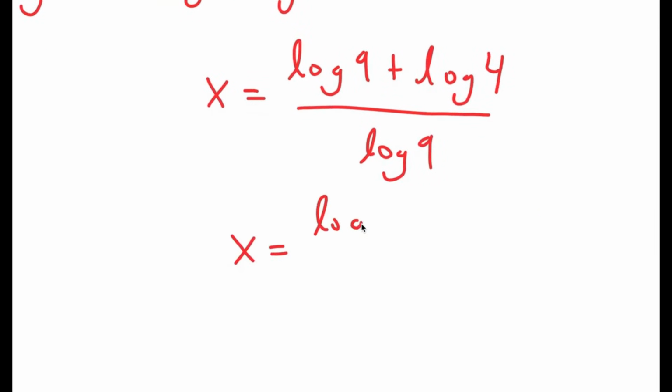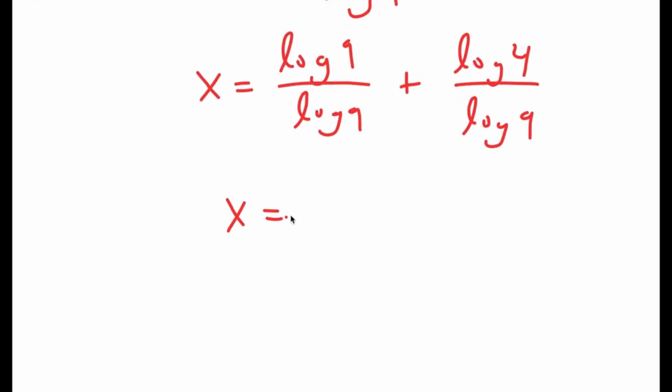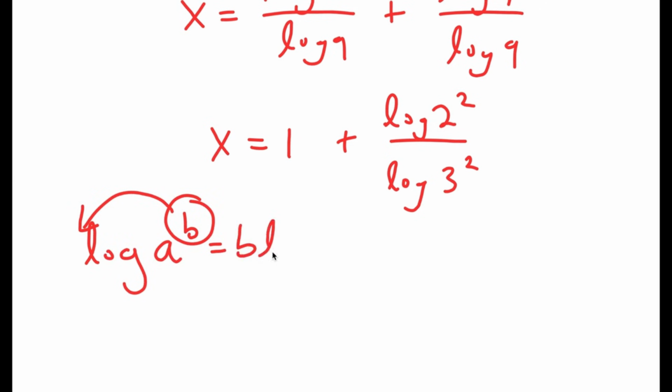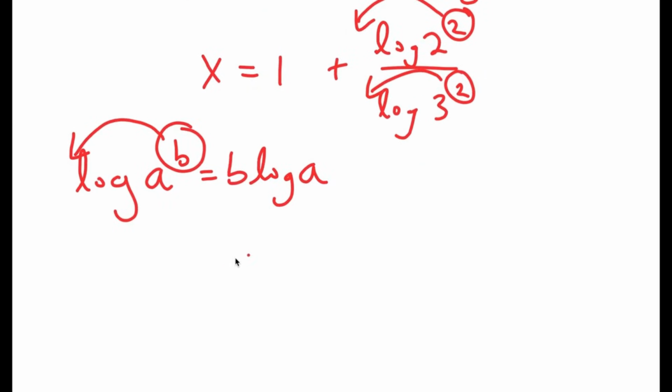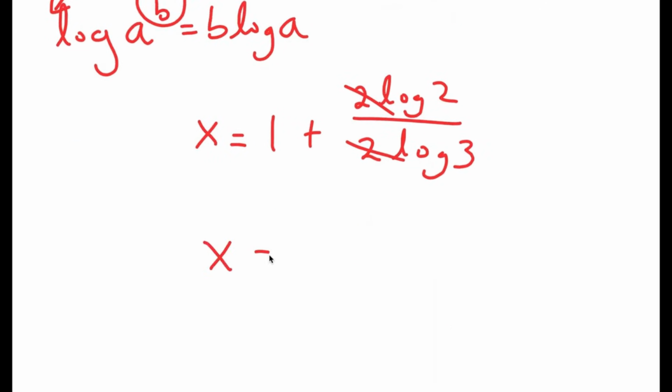So now this is equal to log 9 over log 9 plus log 4 over log 9, which is equal to 1 plus log of 2 squared over log of 3 squared. And if I have something in the form log of a to the power of b, I can move this exponent b to the front, so this turns into b times log a. In this case, I can move 2 to the front over here, 2 to the front over here, so I get x is equal to 1 plus 2 times log 2 over 2 times log 3. From here, I can cancel out these two 2's, so I get x equals 1 plus log 2 over log 3.